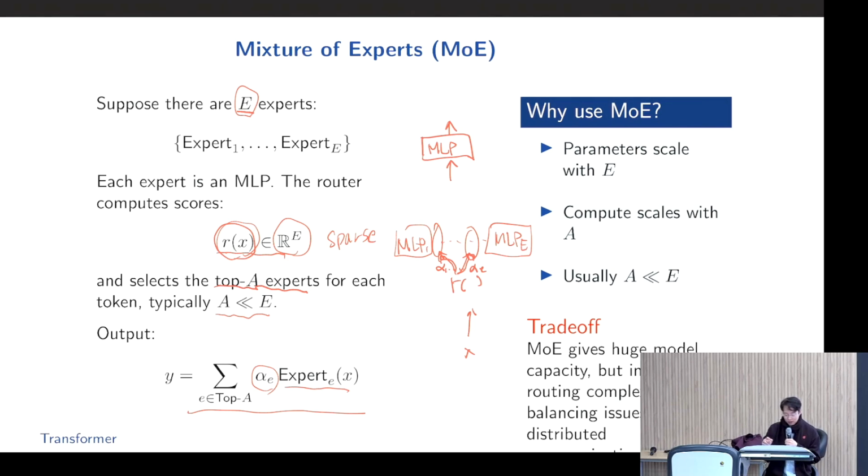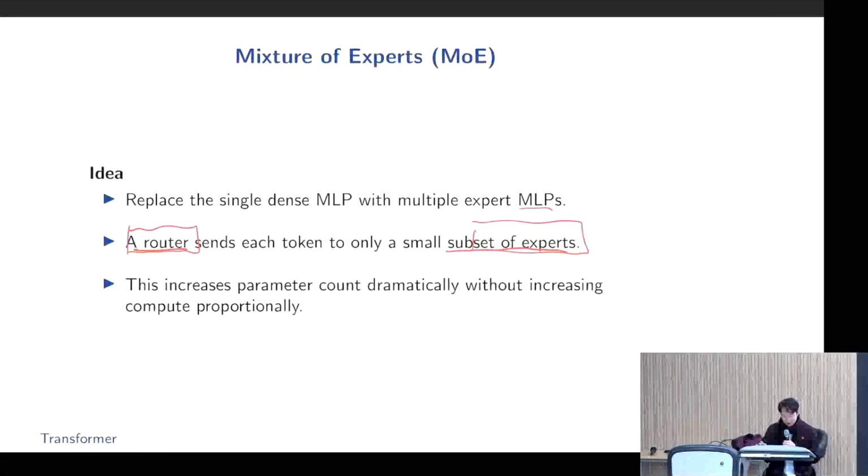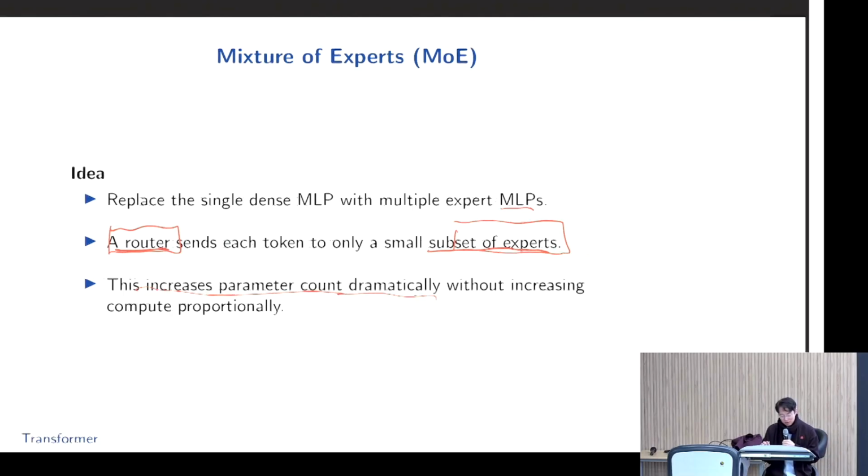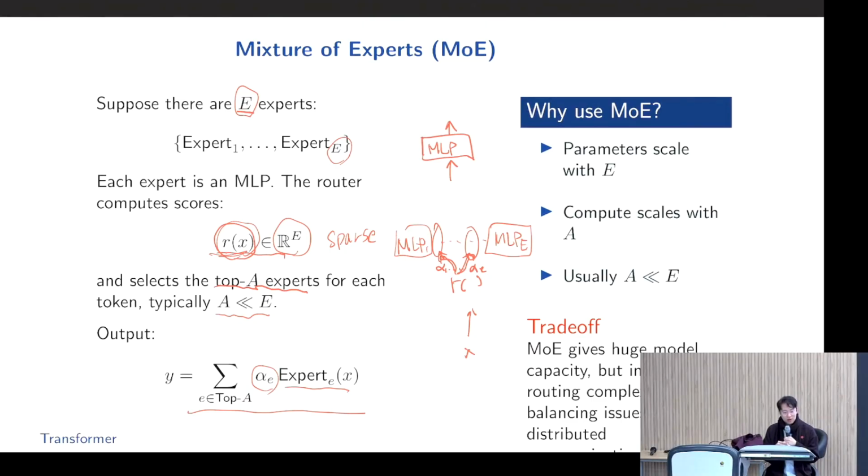So as opposed to a single MLP layer, you now have E number of MLP layers. So it increased the parameter count dramatically. But in terms of computation, it's not so much, because this is going to be a very sparse output. So you're going to select a sparse subset of experts to evaluate given X.